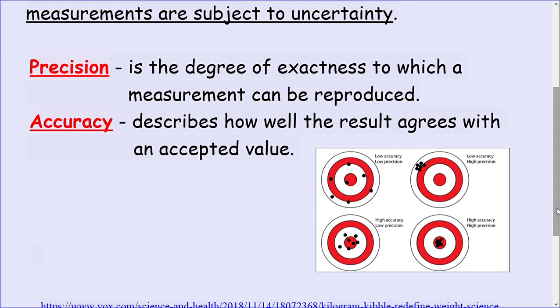If we look at the picture, from low precision to high precision, you can see that in the first picture the dots are scattered all over the place, whereas in the picture in the top right corner, it has low accuracy, but its precision is quite high. Accuracy is more of what we think of when we think of things that are precise. Maybe it's a little confusing in terms of the words, but accuracy describes how well the results agree with an accepted value.